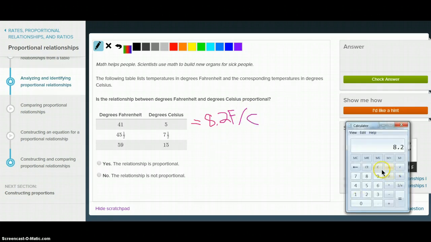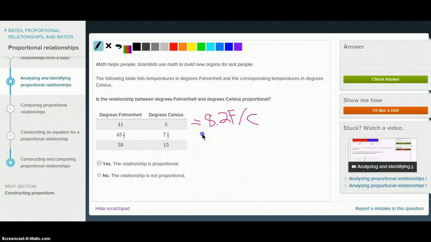Alright, so let's try another one. So 45.5 divided by 7.5. Now we see that that's already different. 6.07. So about 6.0 degrees Fahrenheit per Celsius. And if you know the relationship between Fahrenheit and Celsius in reality, you'd know that it's not proportional anyway. Okay, so not proportional.